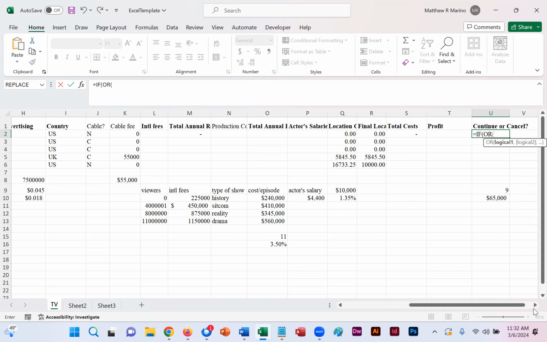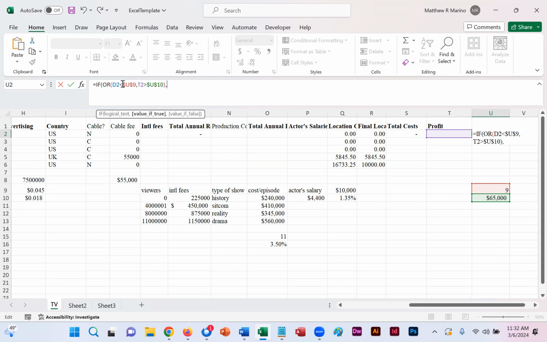If or, number of episodes in column D is less than 9, comma, profit greater than 65,000. We make them both absolutes. We close out our or. If it's true, continue, comma. If it's false, cancel.